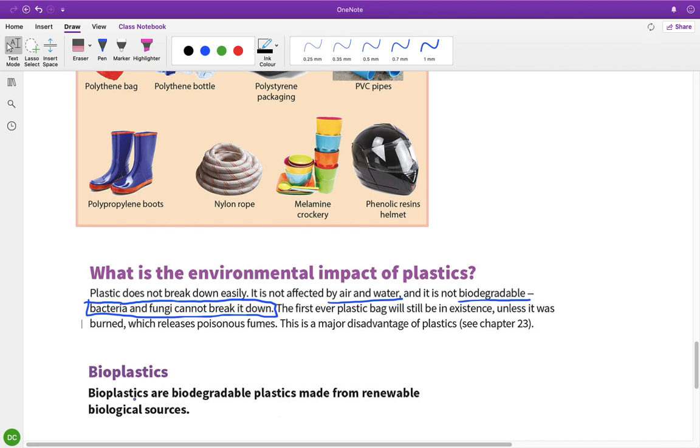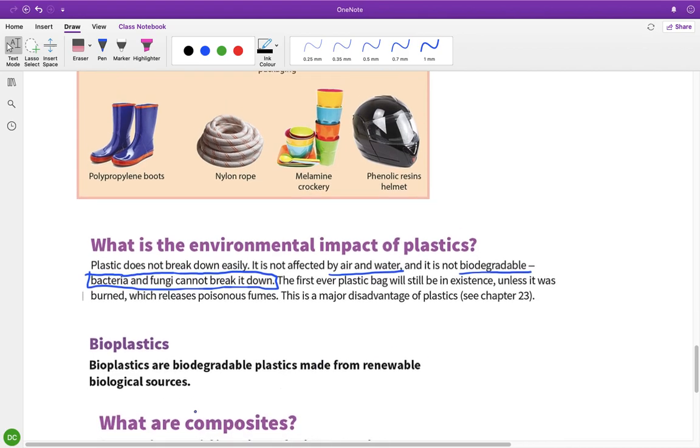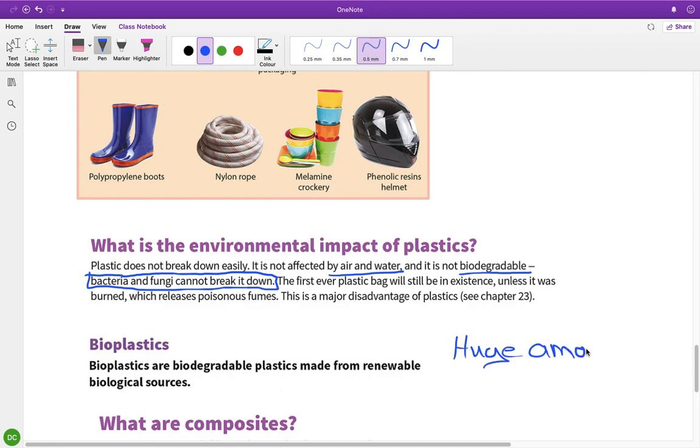So then they have developed bioplastics, and they are biodegradable, which means bacteria and fungus can break them down. And they're made from renewable biological sources. So that sounds like absolutely amazing. There is a problem. Of course there is. They need a huge amount of energy to be manufactured. So the manufacturing process requires a huge amount of energy.